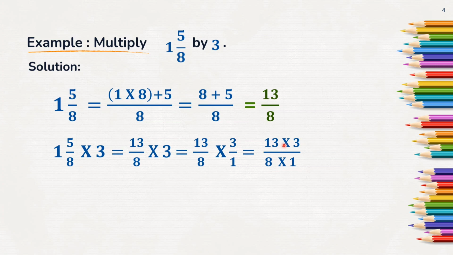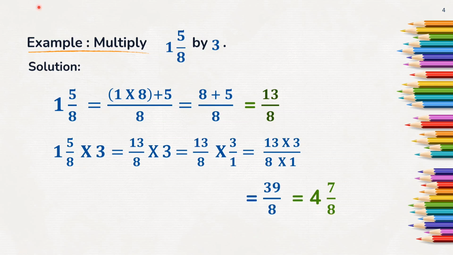So what is 13 into 3? 13 into 3 is 39 and 8 1 times is 8. So this needs to be converted into a mixed fraction, right? The numerator is more than the denominator, so it has to be converted into a mixed fraction. So here we'll get the answer as 4 7 by 8.